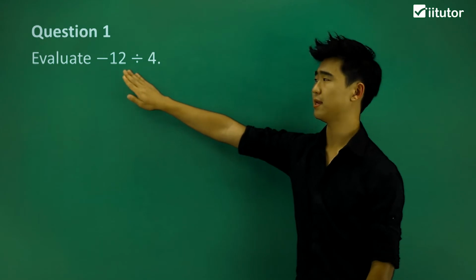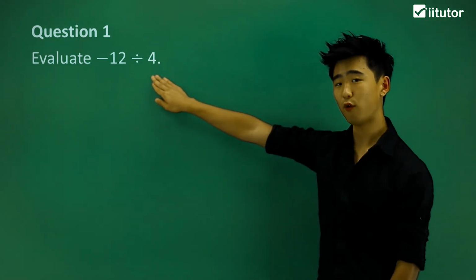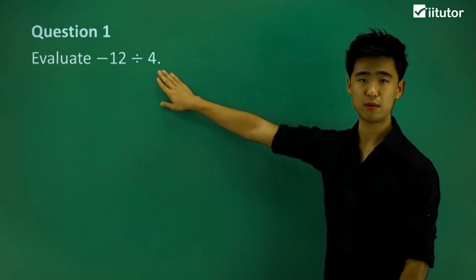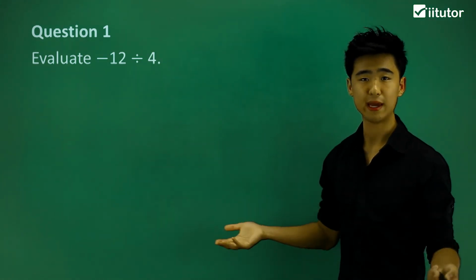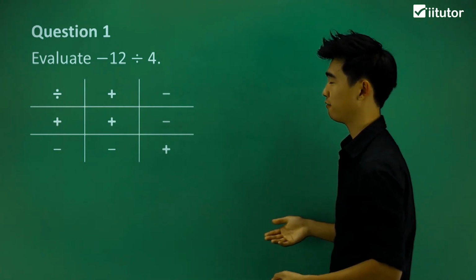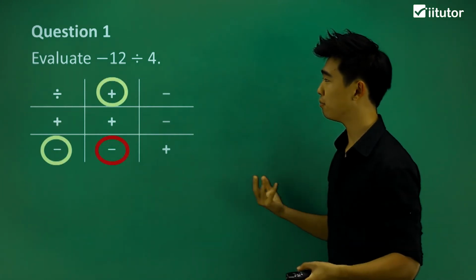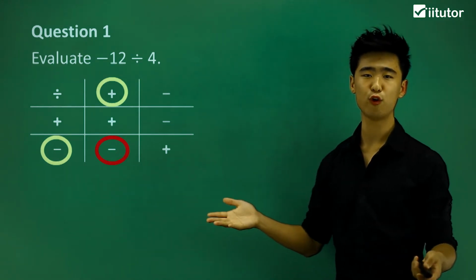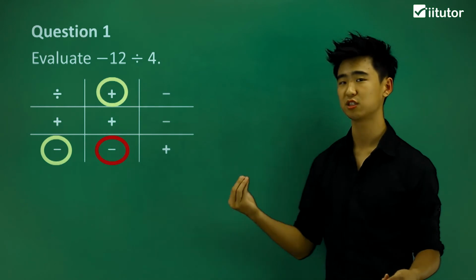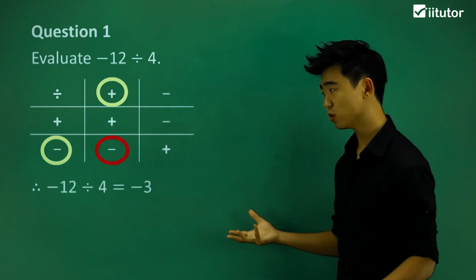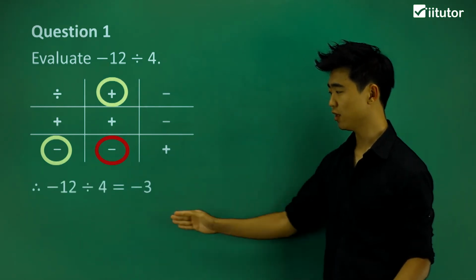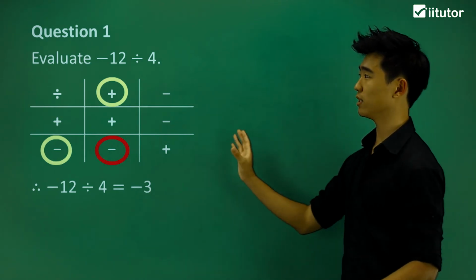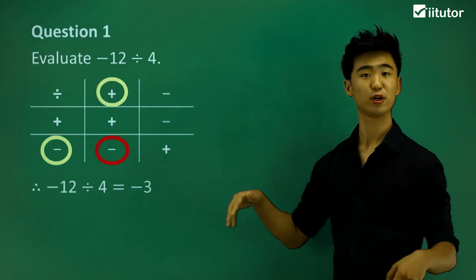Evaluate negative 12 divided by 4. So, what do we have? We've got a negative number divided by a positive number. Let's just look at our table, just for reference. We have negative divided by positive, and it gives me a negative number. So 12 divided by 4, obviously we know is 3, but we're going to focus on the sign here. So negative 12 divided by 4 will give me negative 3. So that was one example. Let's move on to question number 2.